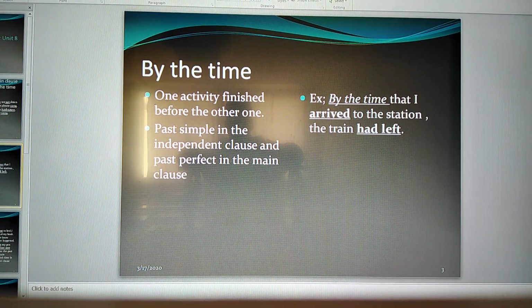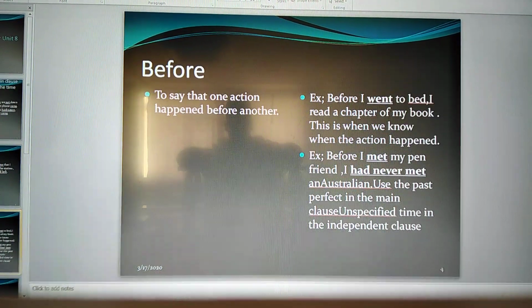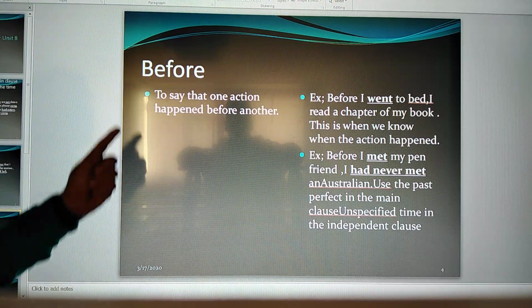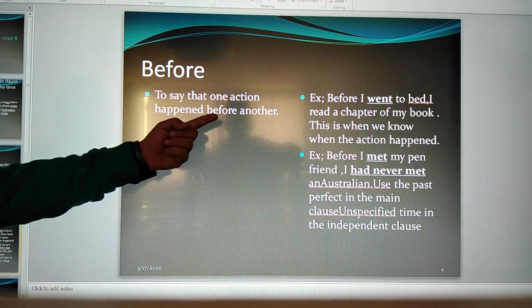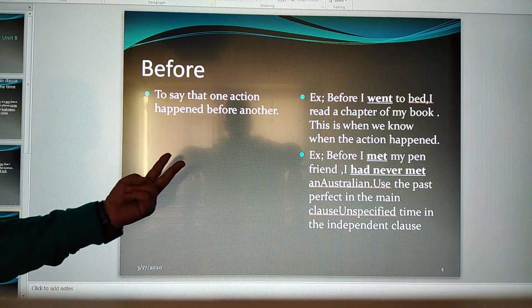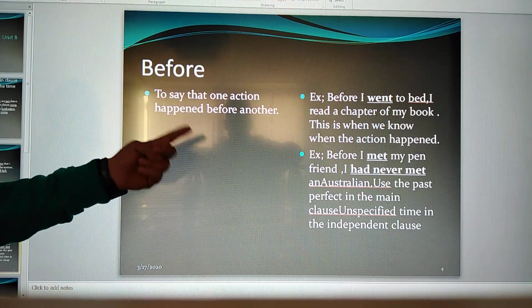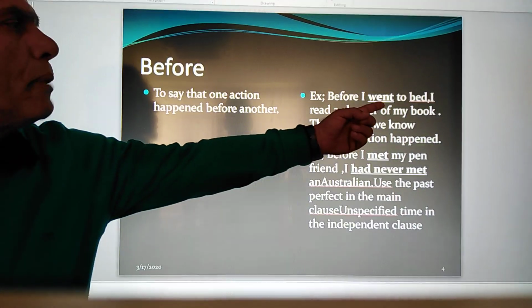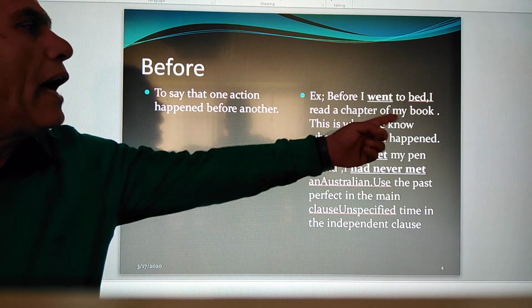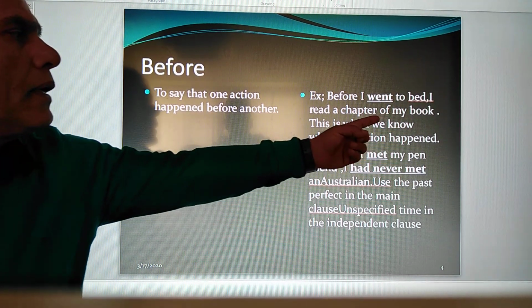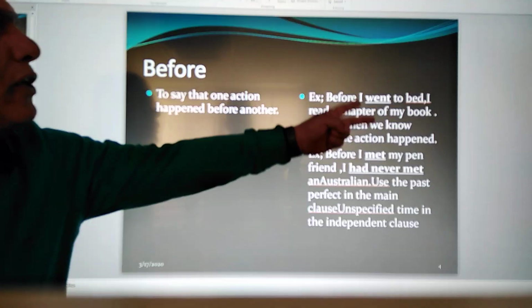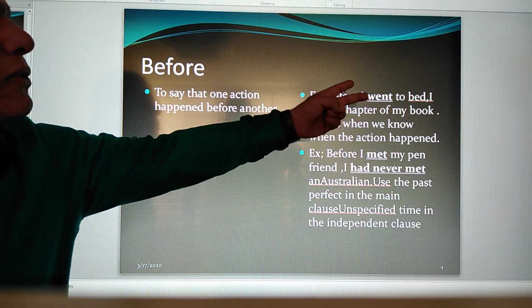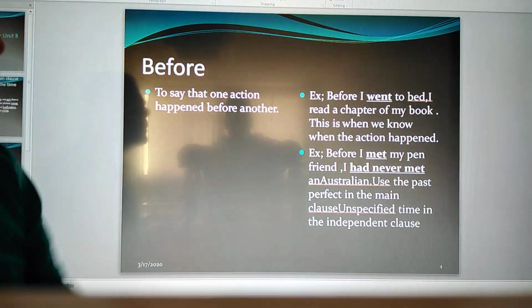Let's move to the third one. The third one is before. Before, to say that one action happened before another. So one action or two actions we have, one happened before the other. Before I went to bed, I did something. What is it? I read a chapter of my book. This is when we know when the action happened. So we use two verbs in the past simple.